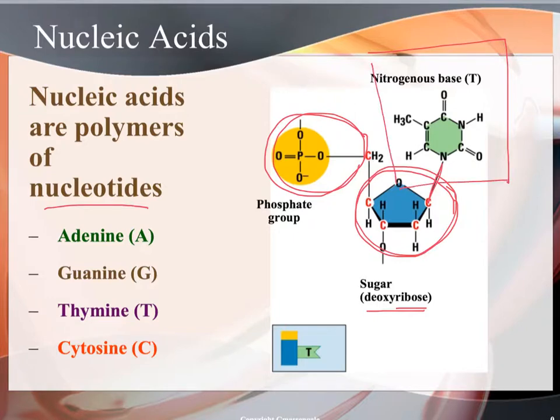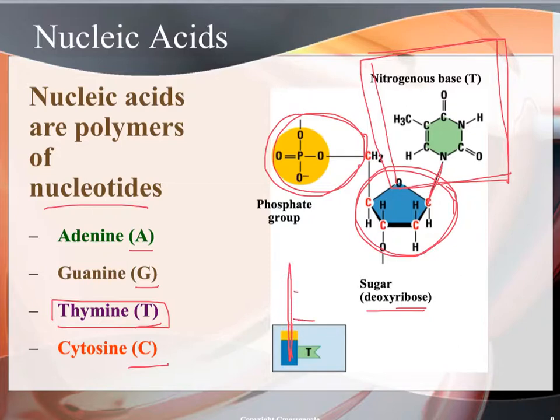There are 4 possibilities, and we use letters to identify them: adenine A, guanine G, thymine T, cytosine C. Thymine is only for DNA. In RNA, uracil substitutes for that, but there's still only 4 base possibilities. And so these are put together, the sugar and the phosphate here, the blue and the yellow, they form the backbone of the molecule, and the bases are sticking out off that backbone.